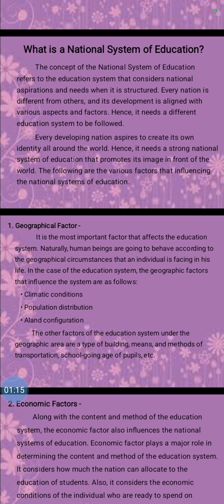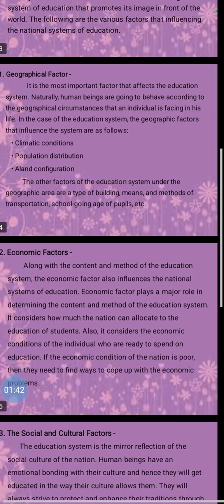In the case of the education system, the geographic factors that influence the system are as follows: climatic condition, population distribution, and land configuration. The other factors of the education system under the geographic area are type of building, means and methods of transportation, school going age of pupils, etc.